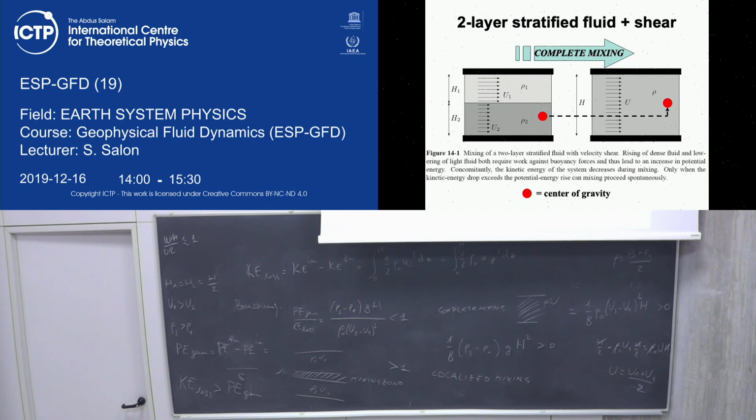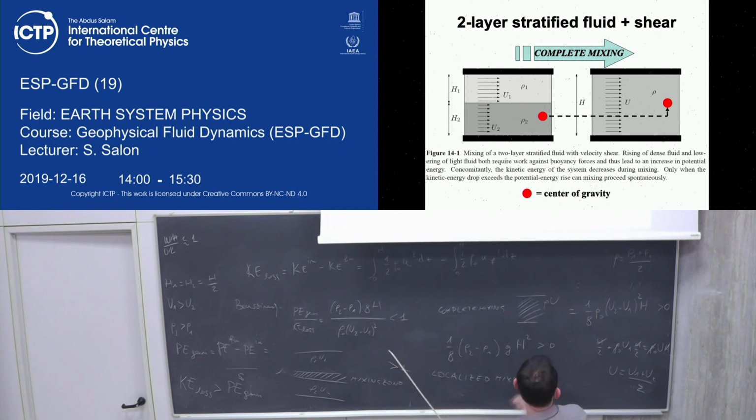So what's the source for that further energy? What's the source? For that kinetic energy loss greater than... The source is the shear. This is different from zero, positive, which is always positive when U2 is different from U1. So only with the shear can you have a kinetic energy loss. If you have these two equal, you cannot do anything.